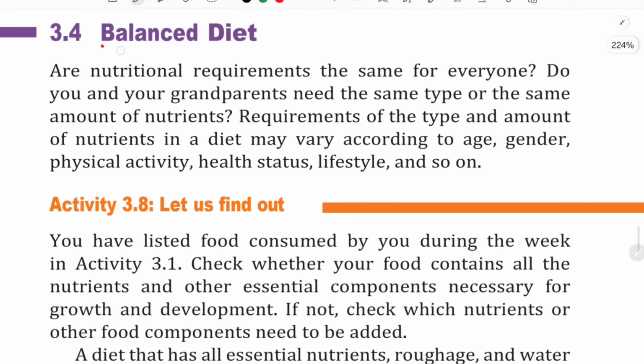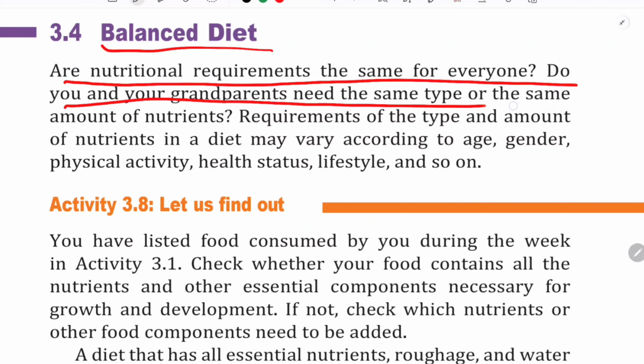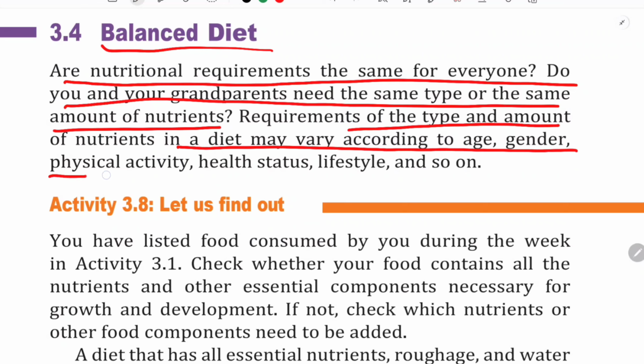So balanced diet. What is a balanced diet? Let us try to understand now. As of now, I hope that all of you have understood the important nutritional foods that we should be including in our diet, isn't it? So what is the exact definition of balanced diet? Let us see. Are nutritional requirements the same for everyone? Do you and your grandparents need the same amount of nutrients? No, isn't it? Nutritional requirement is different for everyone. The type and amount of nutrients in a diet may vary according to age, gender, physical activity, health status, lifestyle, and so on.